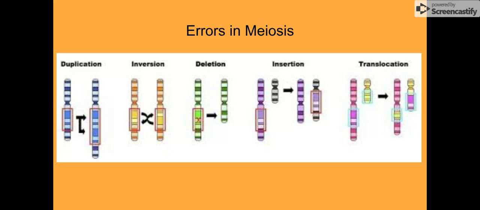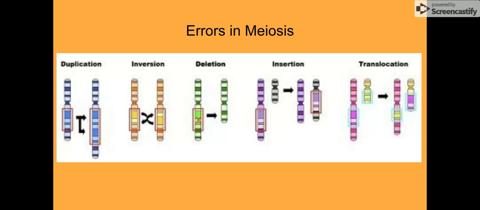The first one is deletion, where a part is removed. Duplication, where the same thing is coded for twice. Inversion, where 2 things are flipped. And translocation, where 2 parts of genes are swapped.